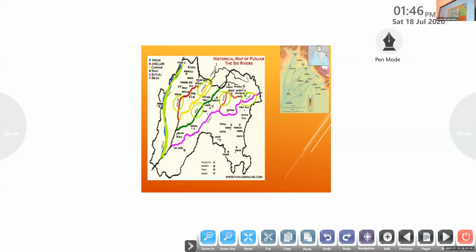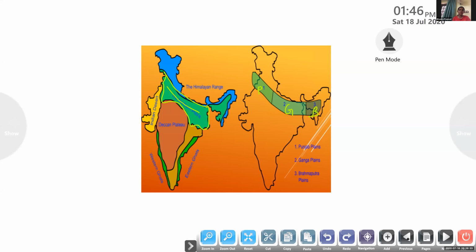Then the major part of this plain, the Punjab plain, the first one, lies in Pakistan. You can see here, this part is in Pakistan. The major part of the Punjab plain lies in Pakistan. Is it clear?